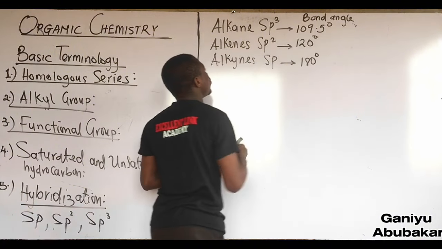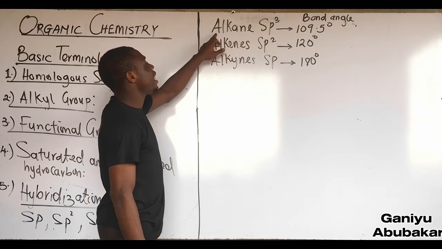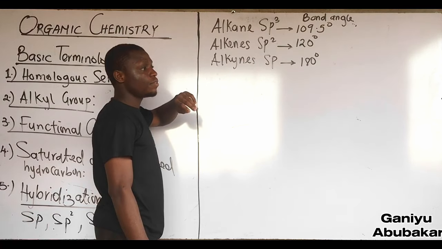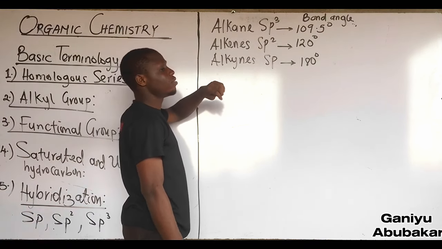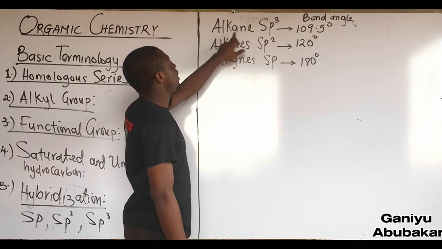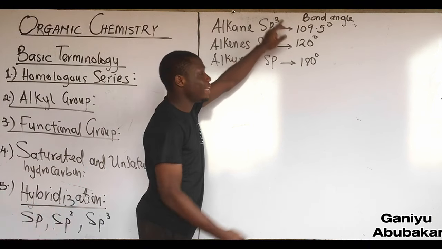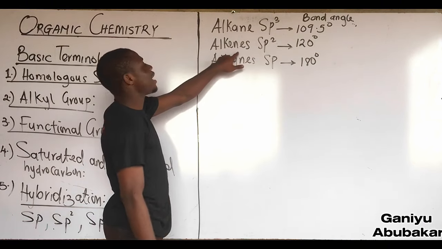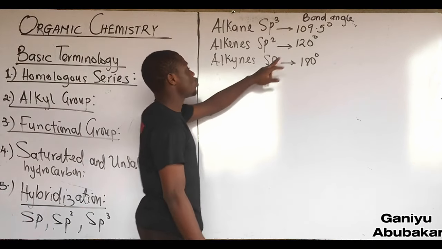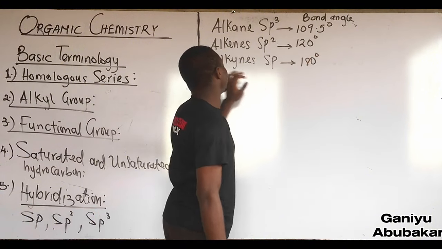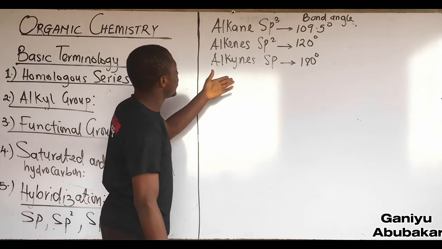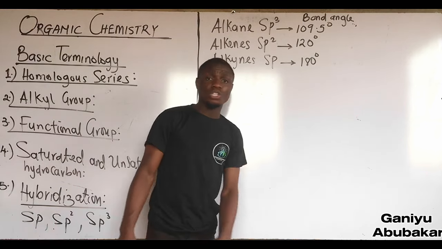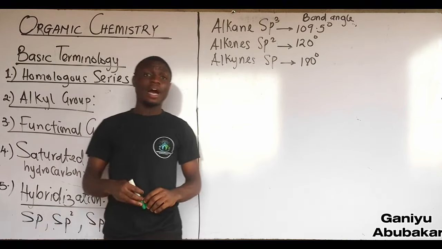So the alkanes are sp3 hybridized and their bond angle is 109.5 degrees. The alkenes are sp2 hybridized, which is 120 degrees, and the alkynes are sp hybridized, which is a 180 degrees bond angle. So this is the concept behind hybridization.